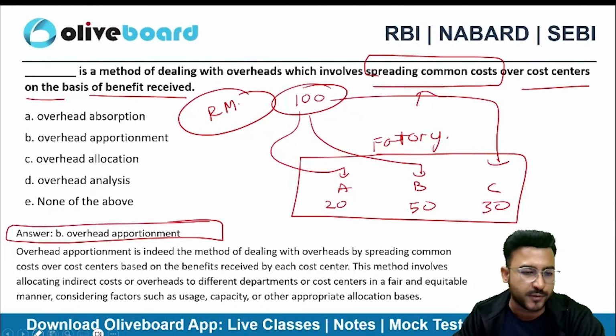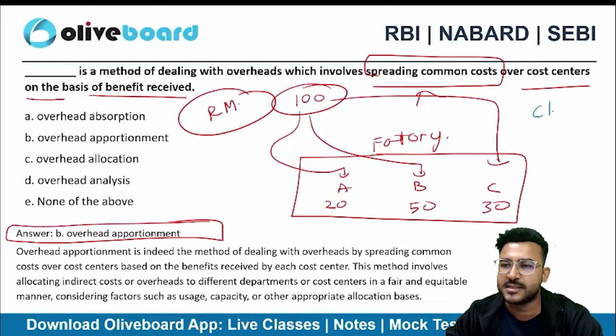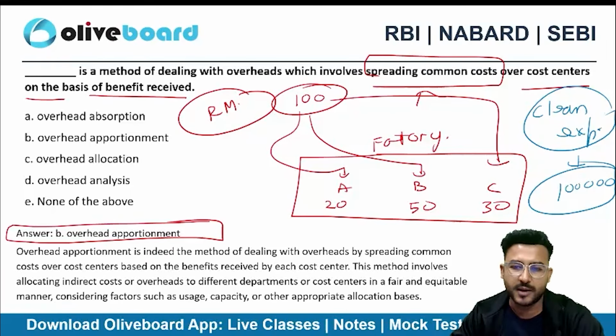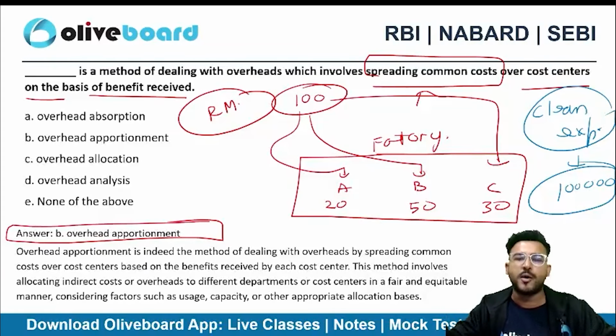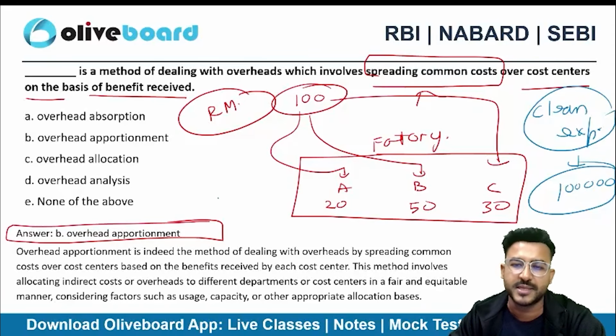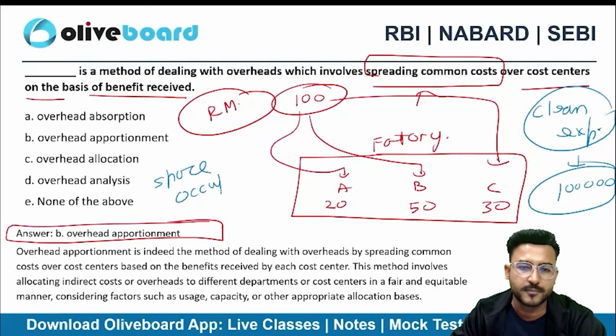Or let me just give you one more example. Cleaning expenses of 1 lakh rupees. Now how to allocate this one? I can't allocate this. That's why I need to apportion it. How to apportion it? On the basis of the space occupancy. I think that will be the best way.